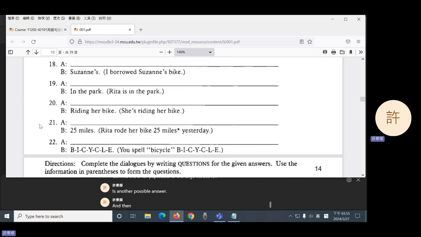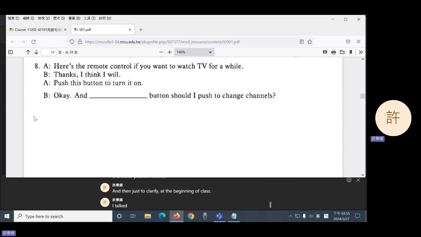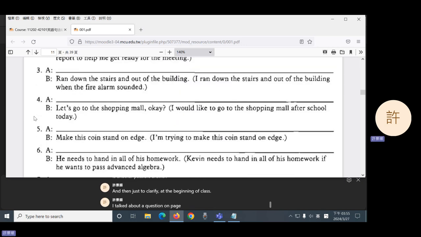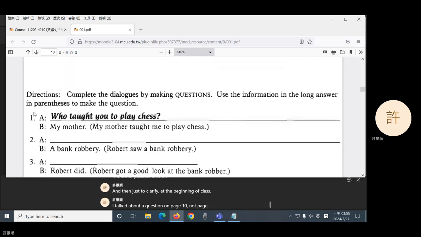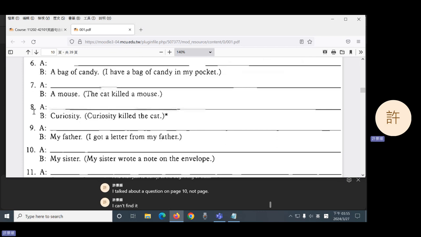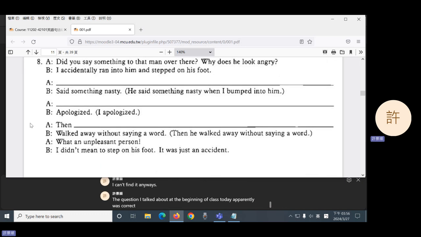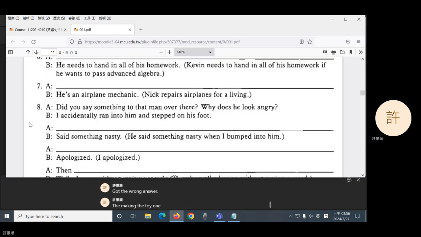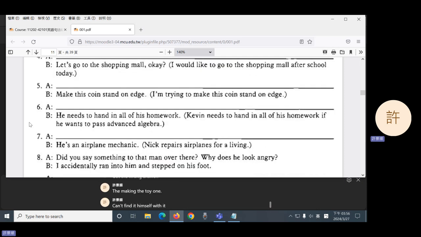And then just to clarify, at the beginning of class, I talked about a question on page 10, not page 10. I can't find it. Anyways, the question I talked about at the beginning of class today apparently was correct last week. It's just the student who asked me got the wrong answer. The making the toy one. Can't find it. 你知道我在讲第几页吗?